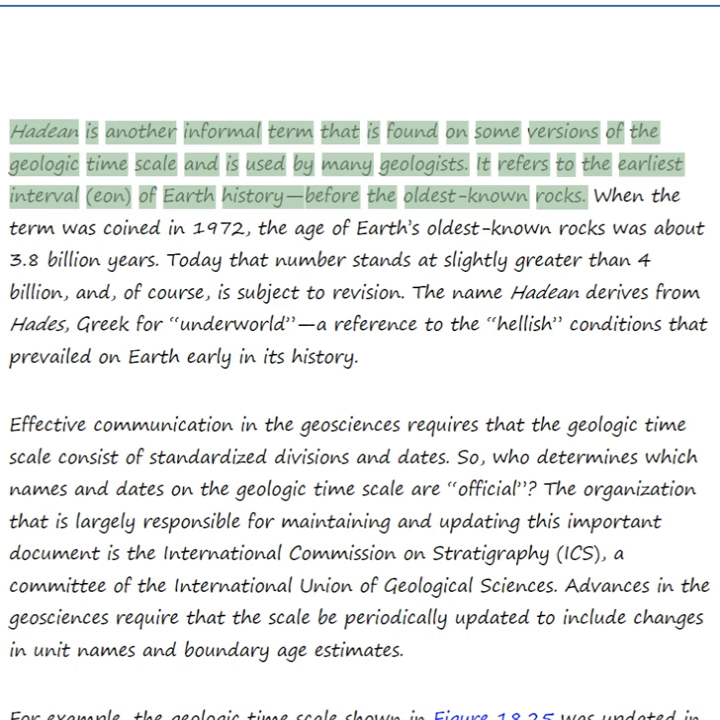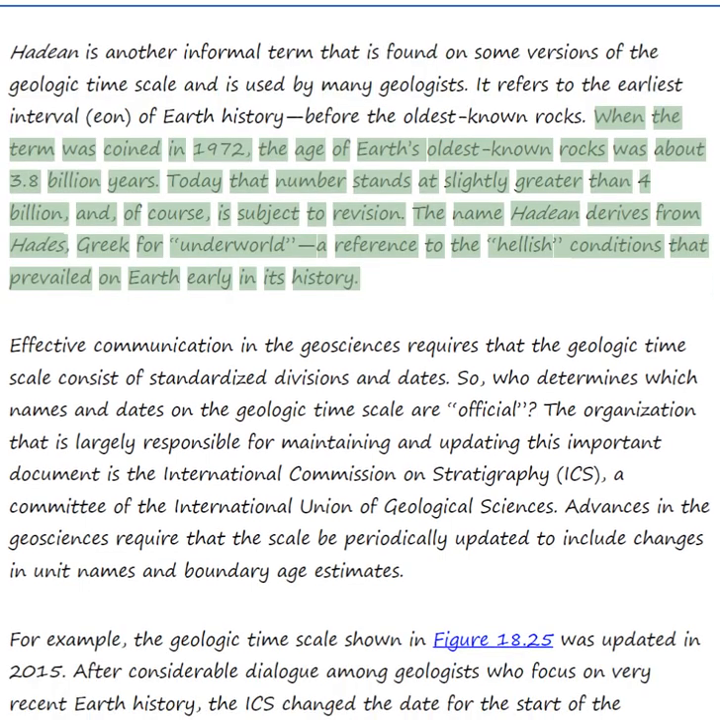Hadean is another informal term that is found on some versions of the geologic time scale and is used by many geologists. It refers to the earliest interval of Earth history, before the oldest known rocks. When the term was coined in 1972, the age of Earth's oldest known rocks was about 3.8 billion years. Today that number stands at slightly greater than 4 billion and, of course, is subject to revision. The name Hadean derives from Hades, Greek for underworld, a reference to the hellish conditions that prevailed on Earth early in its history.